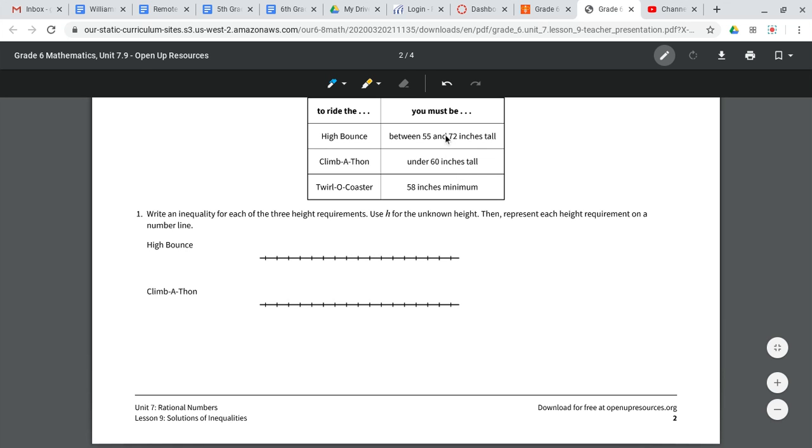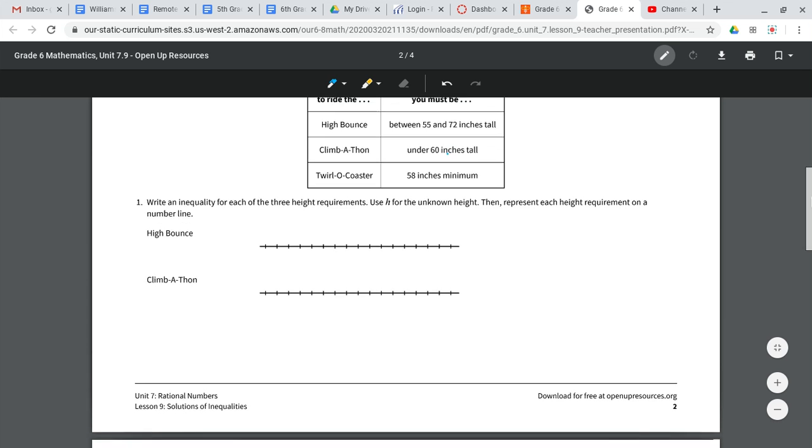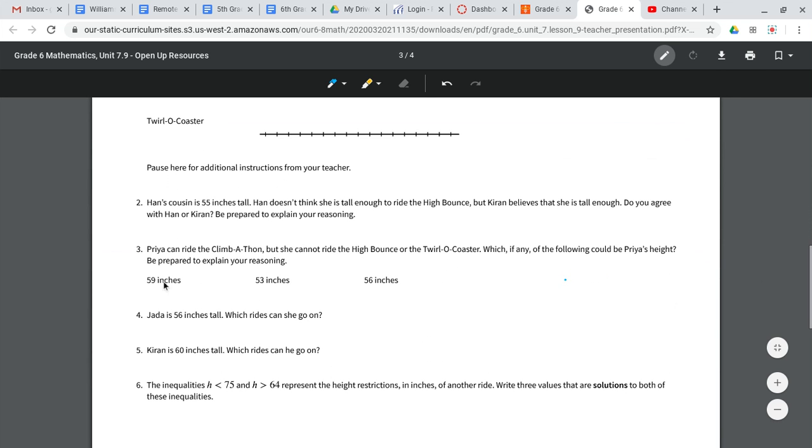So if she can ride the Climathon, but not either of these two, looking back at our values, which of these values isn't included in the 55 to 72? Well, 59 and 56 are both included in there, so they won't work. 59 is included in both the twirl coaster and the high bounce. 56 is only the high bounce. And so 53 inches, well, that's not 55, which is the minimum. It's also not more than the 58. So 53 inches is how tall she would be.